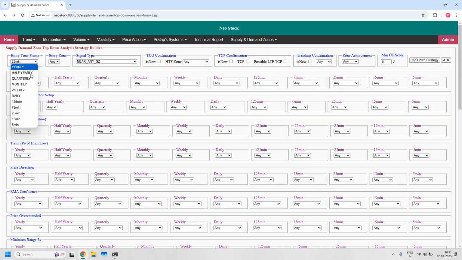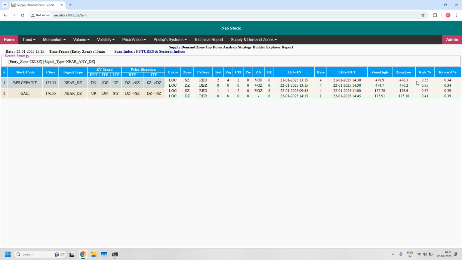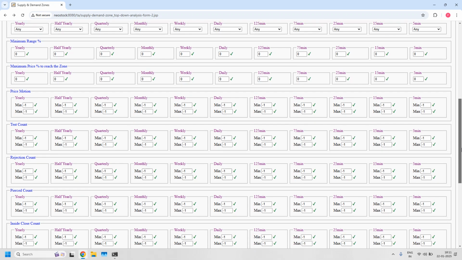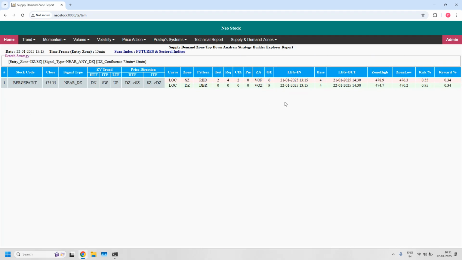Next time frame is 15 minutes. Stocks near 15 minutes demand zone. We got 2 stocks. Out of these 2, how many are having a high TF demand zone confluence? Let us verify. That is 15 minutes demand zone with 75 minutes demand zone confluence. I am enabling the filter. Let's filter. We got 1 stock. So that means this 15 minutes demand zone is overlapped with 75 minutes demand zone. That is what zone confluence is.